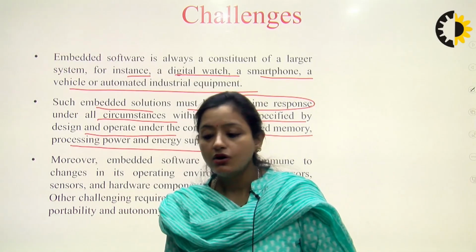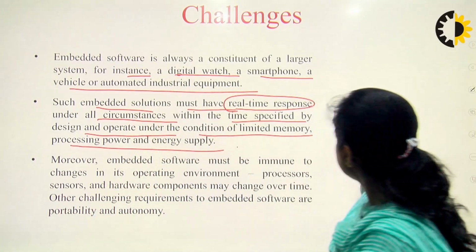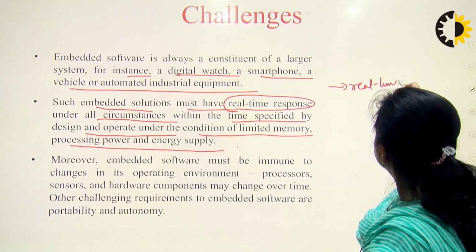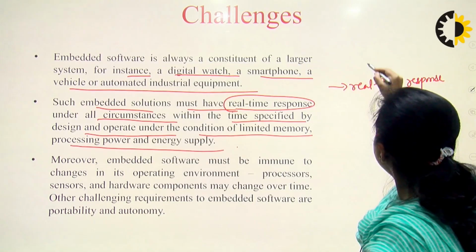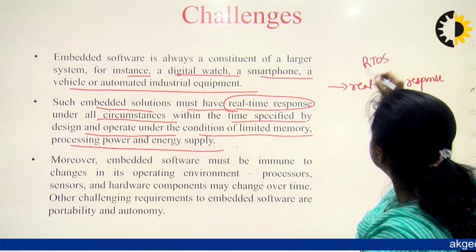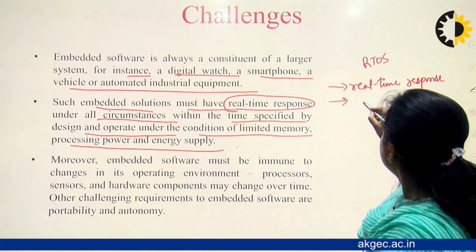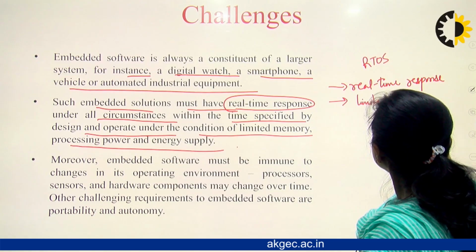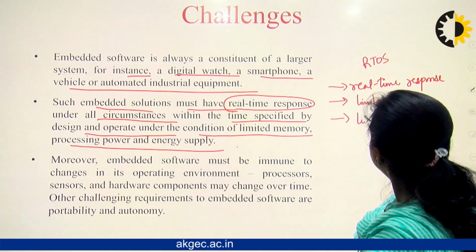Okay. So, what are the various constraints we have gathered here? From here, we have real-time response. This is one of the requirements. Our embedded system has to produce real-time response. That's why we prefer or we use RTOS, real-time operating systems in embedded products. Then, they have limited memory, limited processing power.